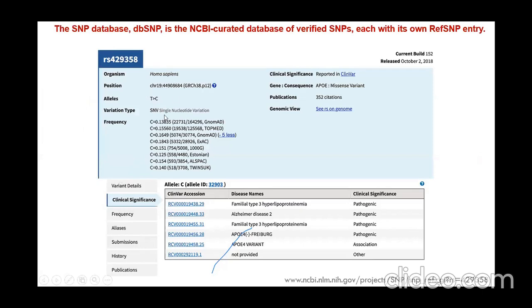One entry talks about a specific Homo sapiens variant, at a position on chromosome 19. The allele is T changed to C, a missense variant. You get the specific allele frequency here, and also look into allele submissions and the pathogenic association.